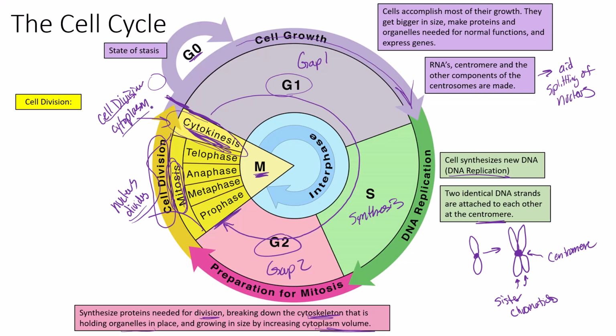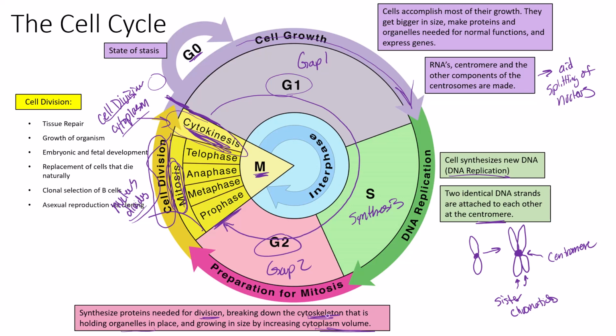So what do we use M phase for, or what is the big deal about cell division? Well, we just talked in our previous video about the functions of cell division, which is all about tissue repair. Organisms need to be able to replace and repair dead or damaged tissue cells. Organisms also have to have the ability to grow. So growth occurs at the organism level because cells are being produced, and the organism is specifically getting more cells that it is composed of, meaning it will get bigger. Embryonic and fetal development, replacement of cells that die naturally, clonal selection of B cells that is related to immunity, we'll talk about that later. Asexual reproduction via cloning.